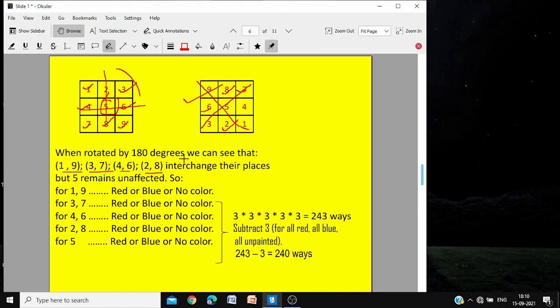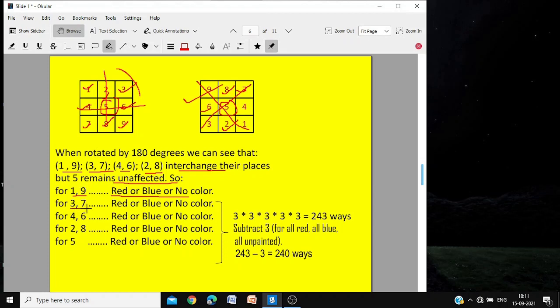And these opposite sides, either diagonally opposite or horizontally opposite or vertically opposite, they interchange their places, so they should have the same color. And 5 being in the center, this 5 remains unaffected. So ultimately what we have, for 1, 9, red or blue or no color. Whatever we do with 1, the same thing we have to do with 9.